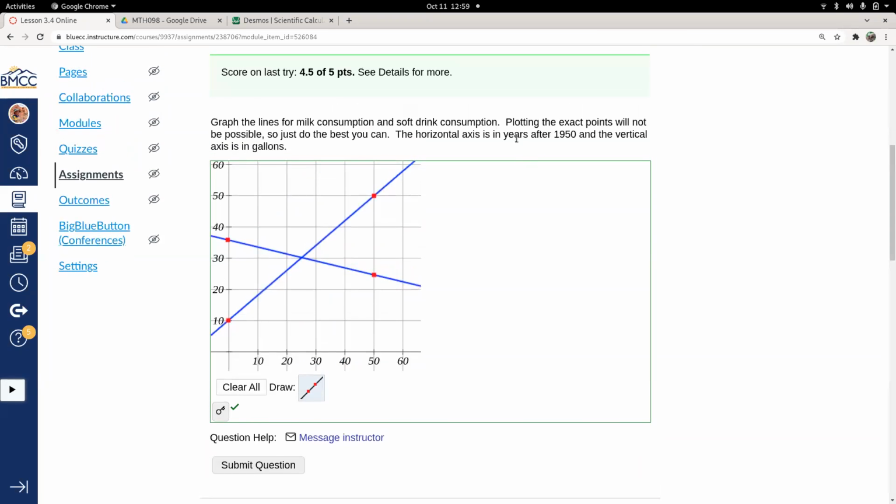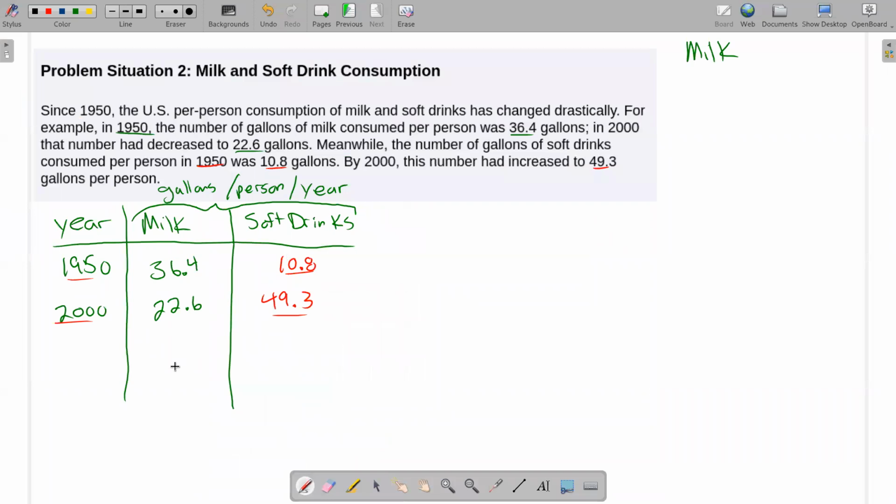Super important here, and this is something I would write on my paper. The horizontal axis is measured in years after 1950. So if I see something like 20 here, that's really 1950 plus 20 or 1970. If I see 25, that's 25 years later, so that would be 1975. If I see a 40 here, that's 40 years later or 1990. So super important. That's something that's worthy of putting on your notebook paper for this problem.